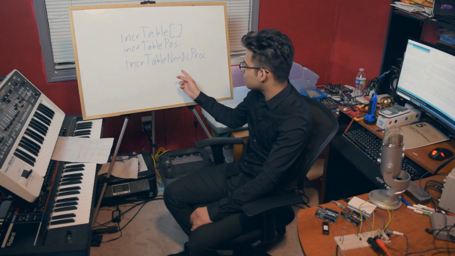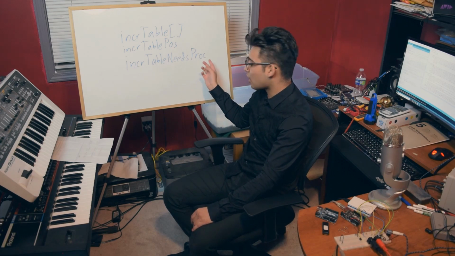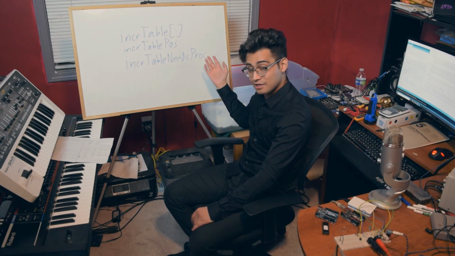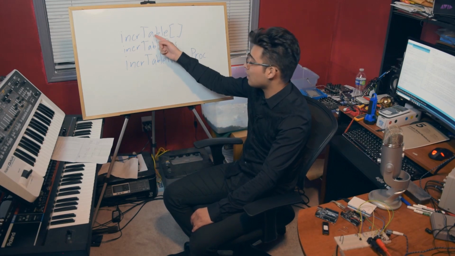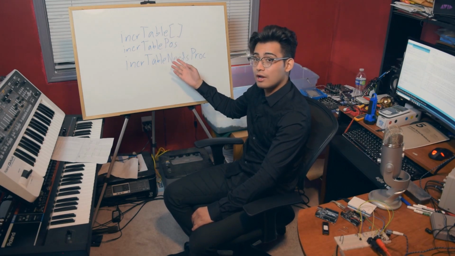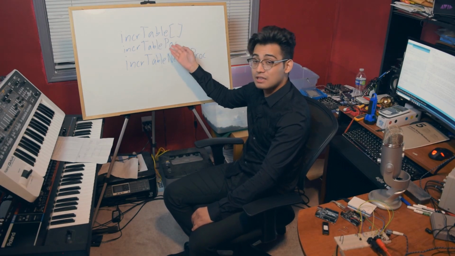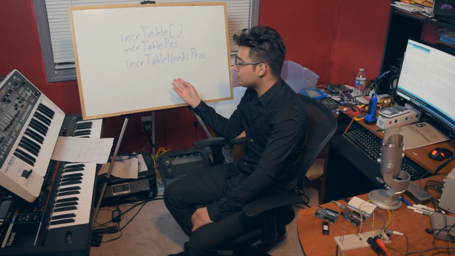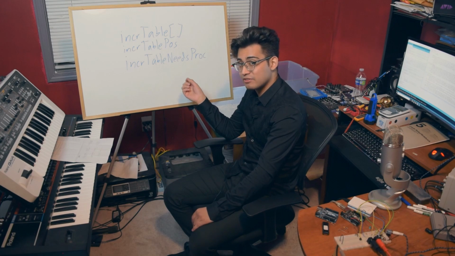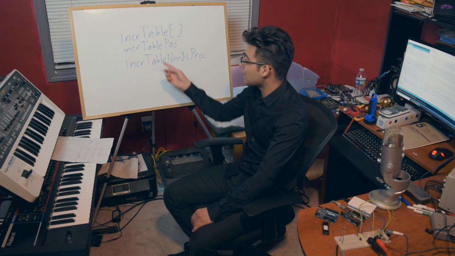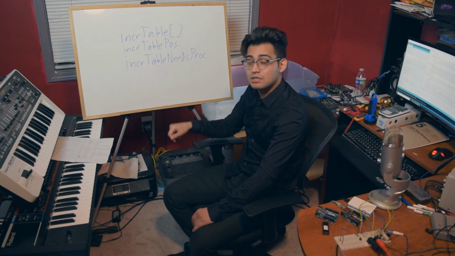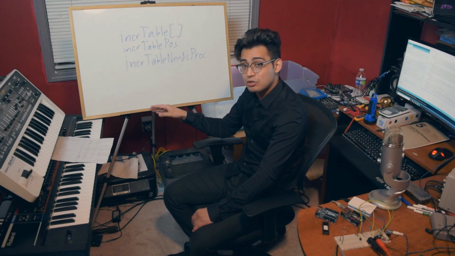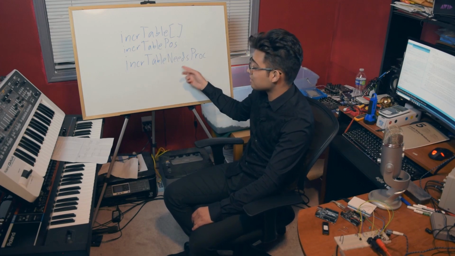This last one here is important as well. Increment table needs proc, which means needs processing. And this is going to be either 0, meaning that we don't need to calculate an increment table, or 1, meaning that we need to recalculate this increment table. And this is going to be important for the purpose of efficiency. Remember that we only need to calculate an increment table once per every note pressed. So if we press a new note, then we do need to process a new increment table.